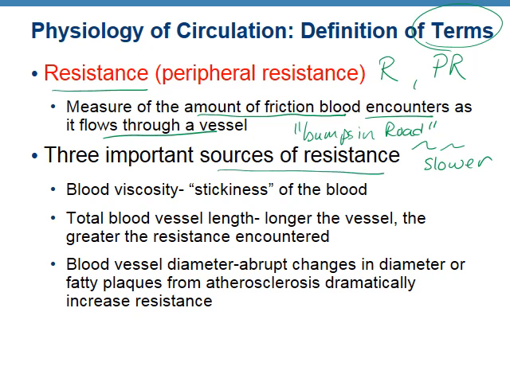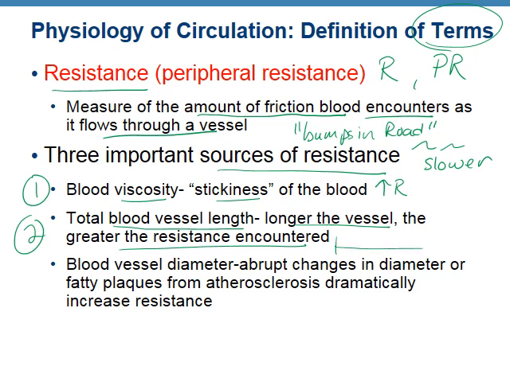So what are important sources of resistance when we're talking about blood? One is blood viscosity. If your blood is thick and sticky, it's going to encounter more resistance, so it's going to cause increased resistance if your blood is slow. Two, total blood vessel length. The longer the vessel, the greater the resistance. If you have to travel this distance, the chance of you running into bumps is increased. If I only have to go this distance, what's the chance of me running into a bump? It's pretty low. So the longer the vessel, the greater the resistance.